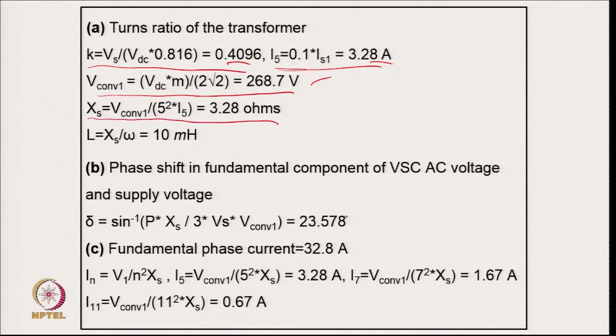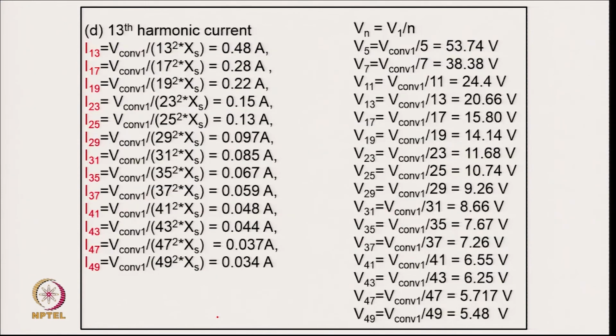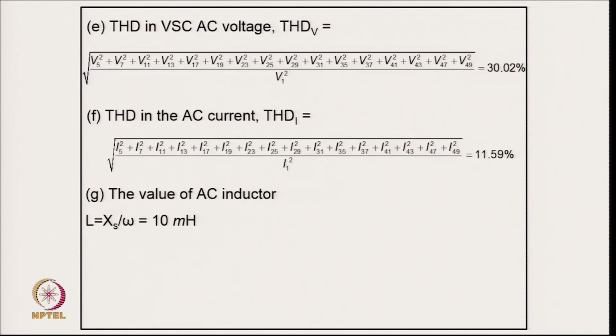Then we can find the reactance corresponding to this fifth harmonic, so it is 3.28, and an inductance of 10 millihenry. The phase shift for the fundamental component, once we put the values in the power transfer relation, comes to 23.578, and the fundamental current we already calculated, and the harmonic current will be V1 upon n square omega XS. So we can find out the fifth harmonic, then the seventh harmonic and the 11th harmonic, and then we have all the harmonic currents and harmonic voltages, from which we get the TAD in the voltage around 30% and the current TAD of the order of 11.59%, and an interfacing inductance of 10 millihenry.